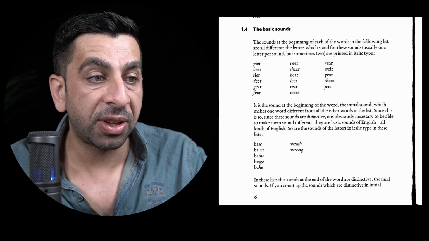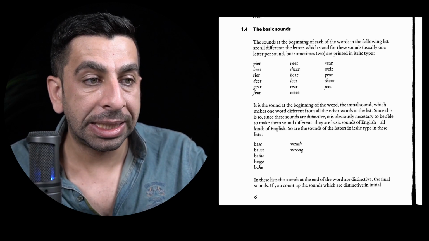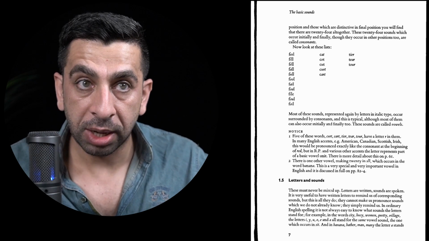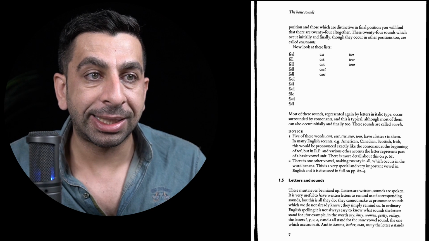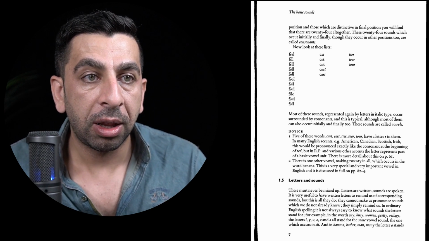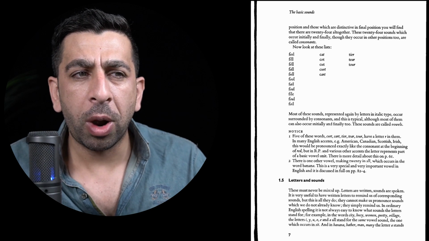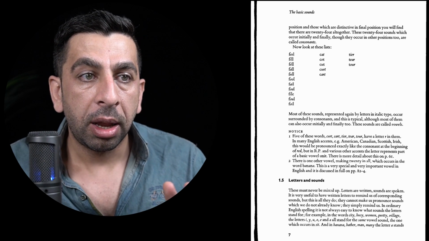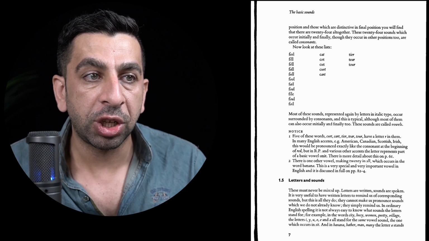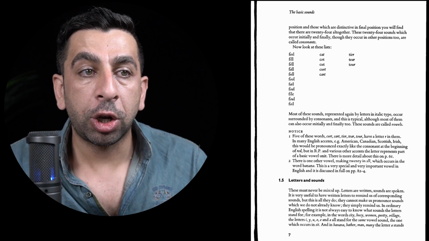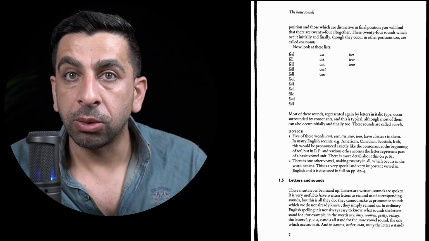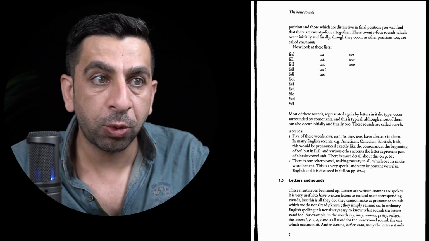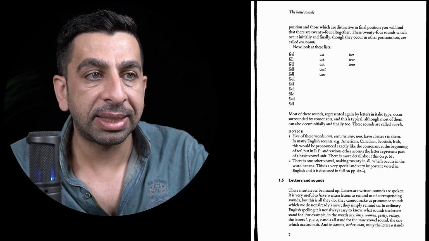If you count up the sounds which are distinctive in initial بالمقدمة position في مقدمة الصوت, and those which are distinctive in final position, you will find that there are 24 altogether. كليتهم 24 دولي الأصوات. These 24 sounds which occur initially and finally though they will occur on other positions too, راح يردون في أماكن أو مواقع أخرى, are called consonants. So we have 24 consonants بهذه الليستة اللي قدمناها.